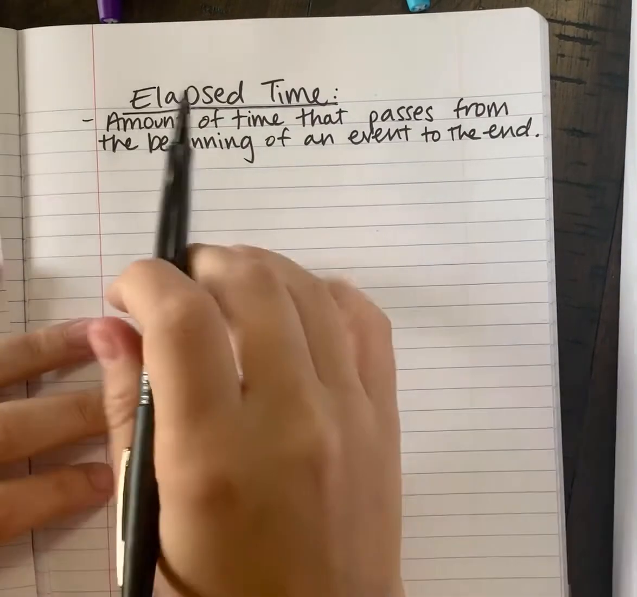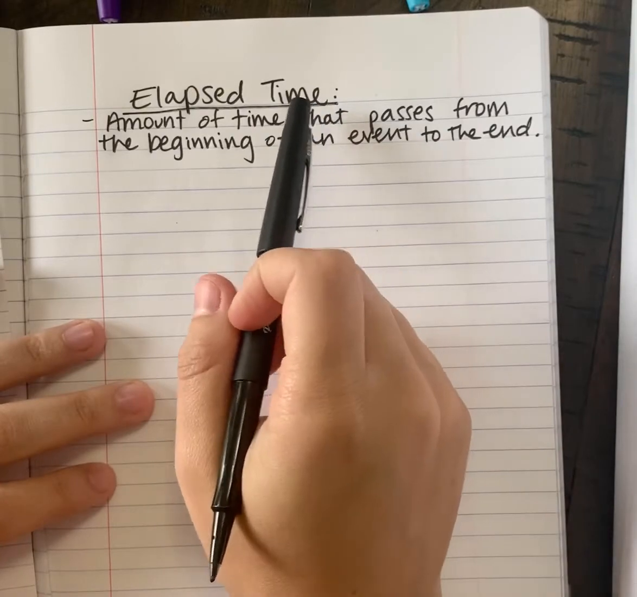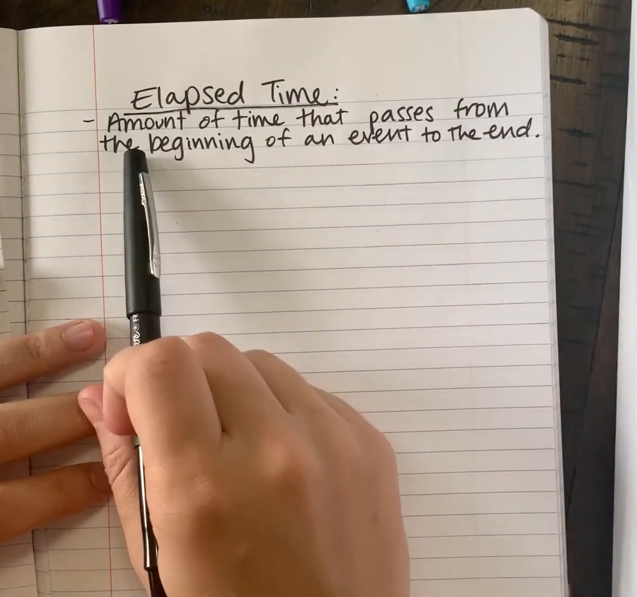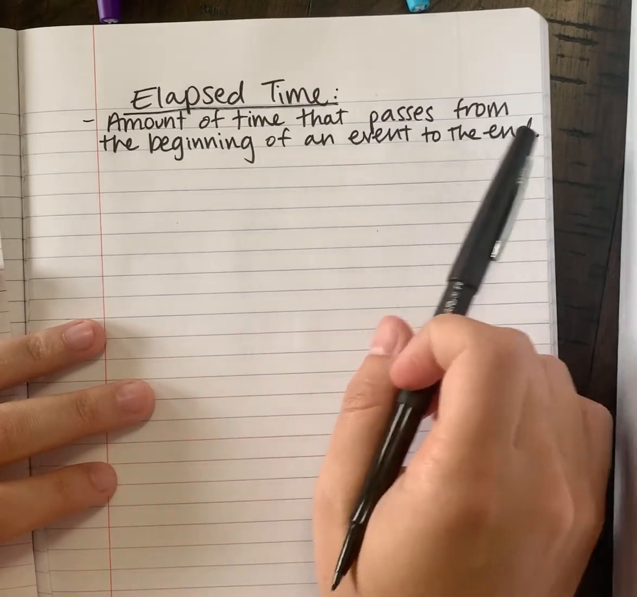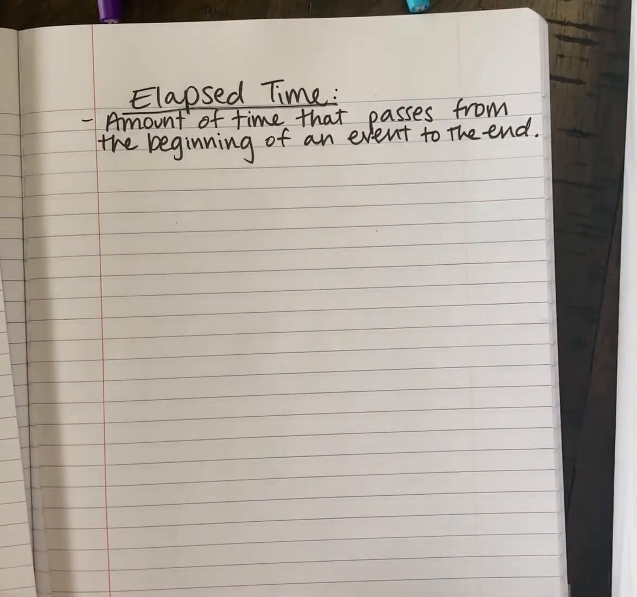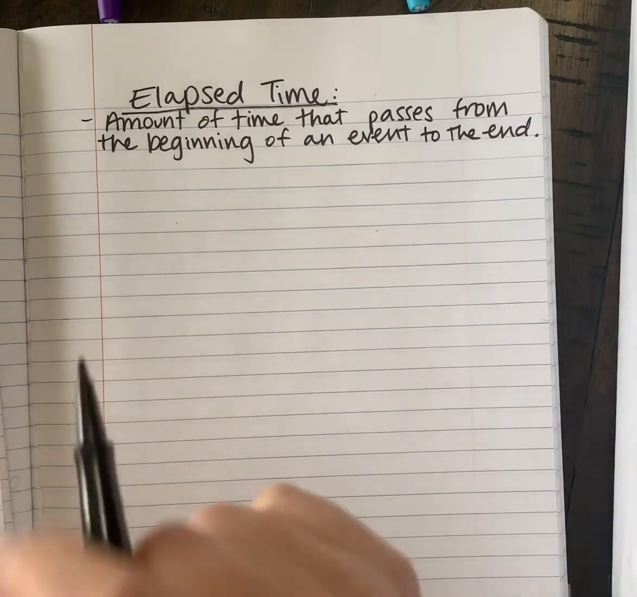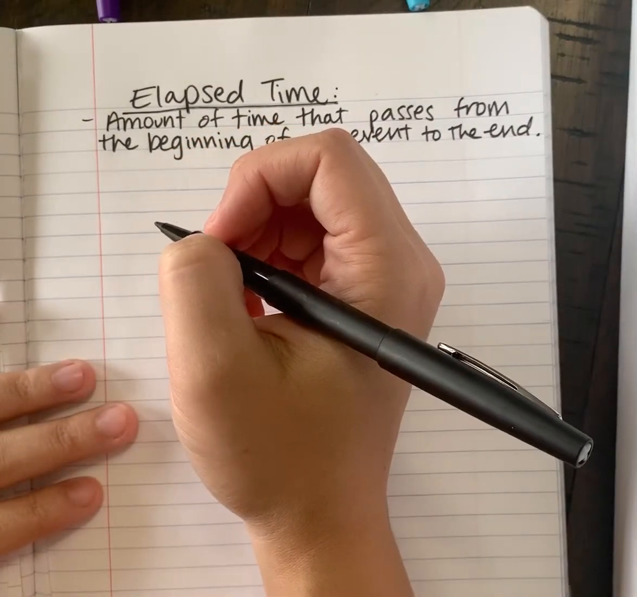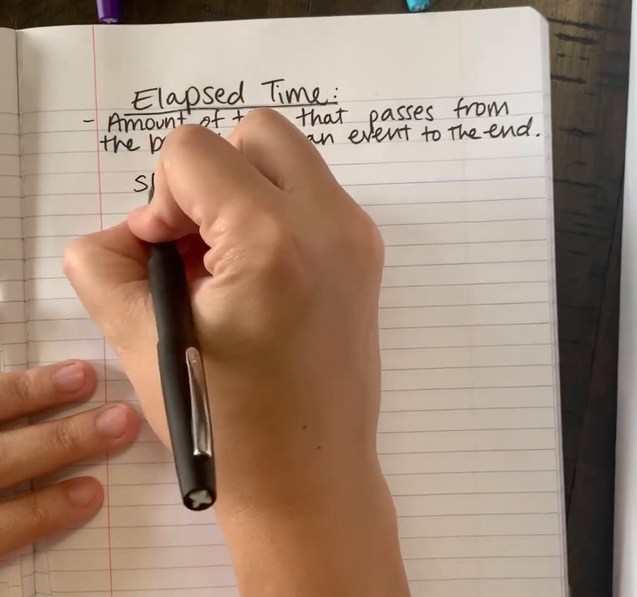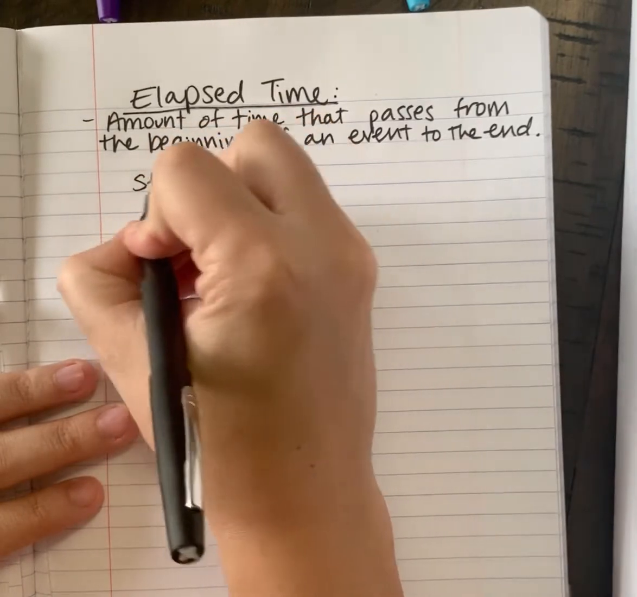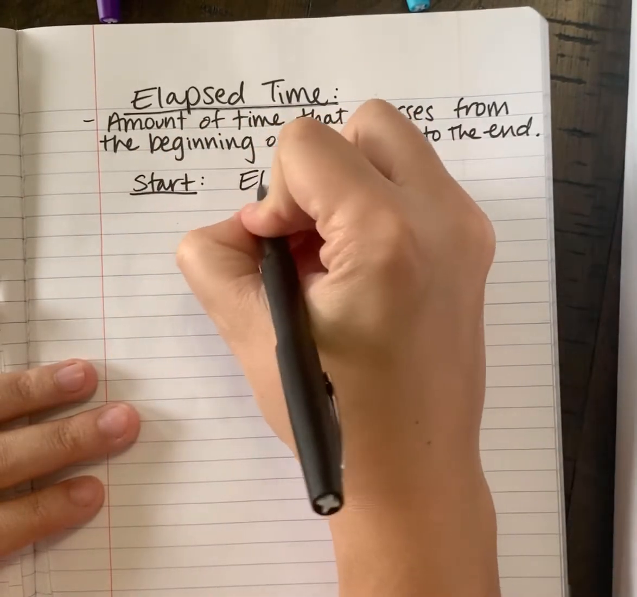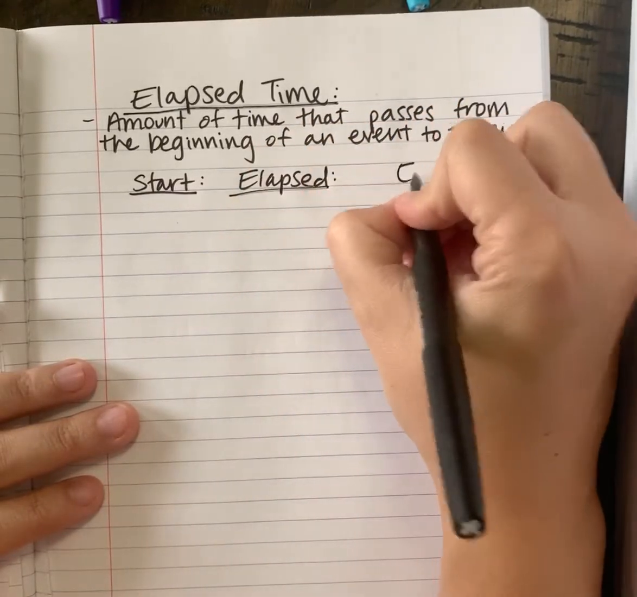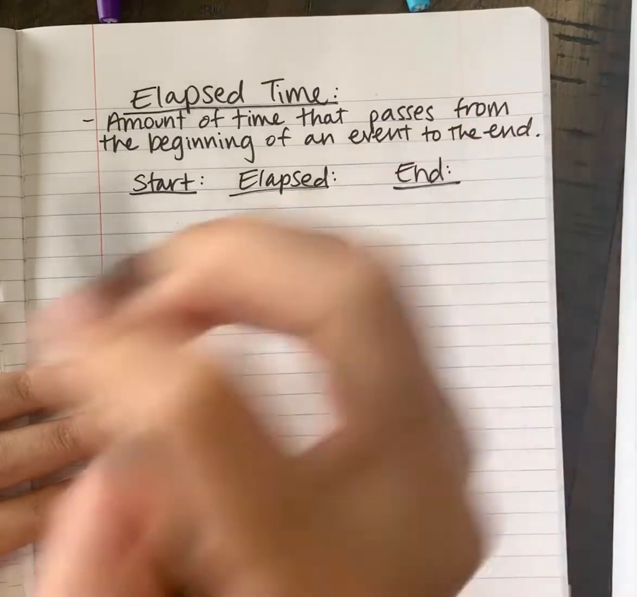Alrighty, elapsed time. Elapsed time is the amount of time that passes from the beginning of an event to the end. So you can write that, or you can just print off the notes that I'll post with the video. For elapsed time, we have a start time, the elapsed time, and an end time. I'm just going to write start, elapsed, and end.